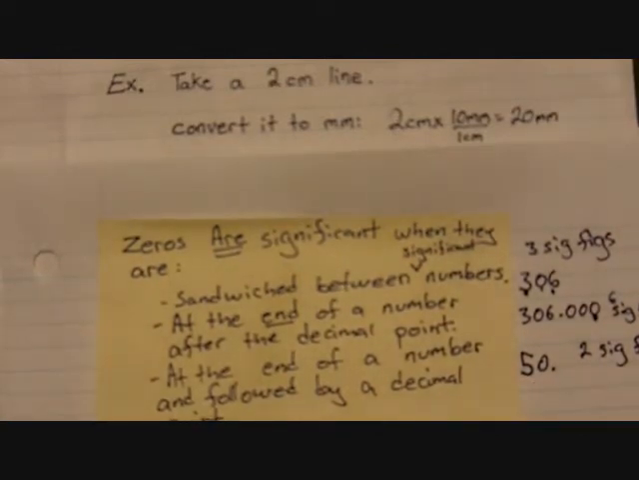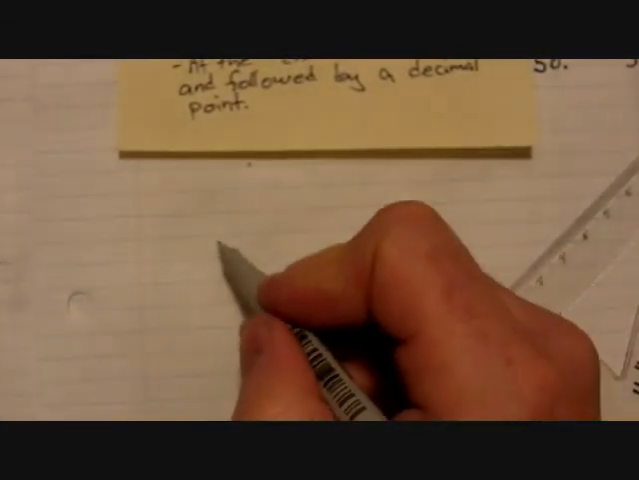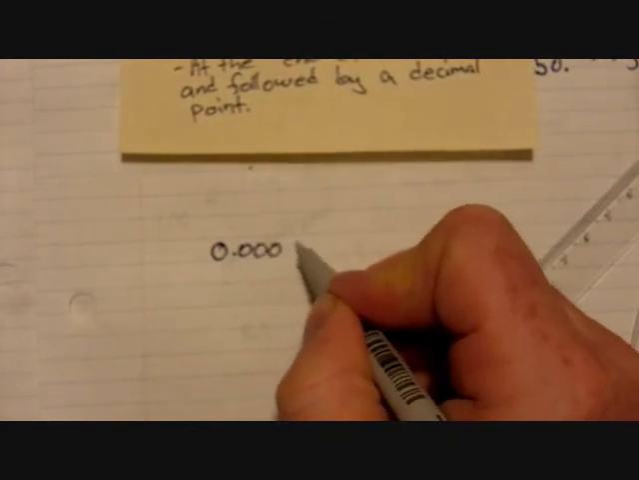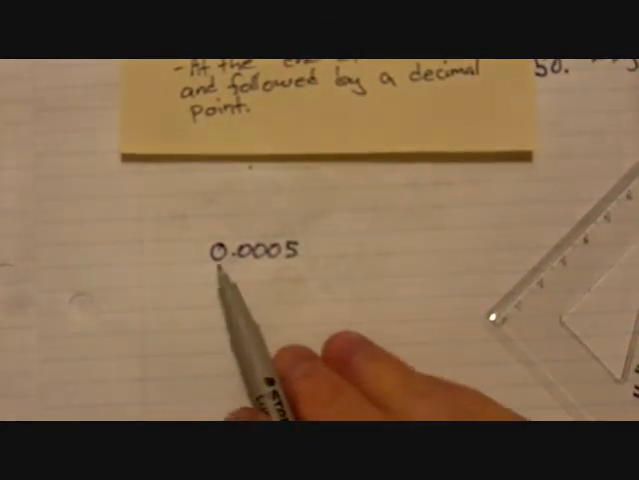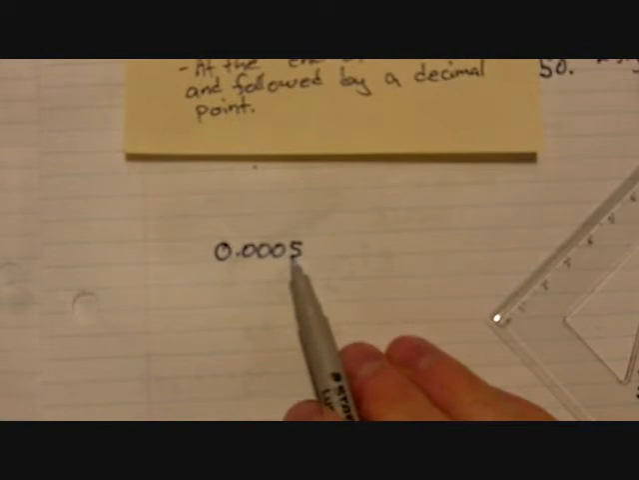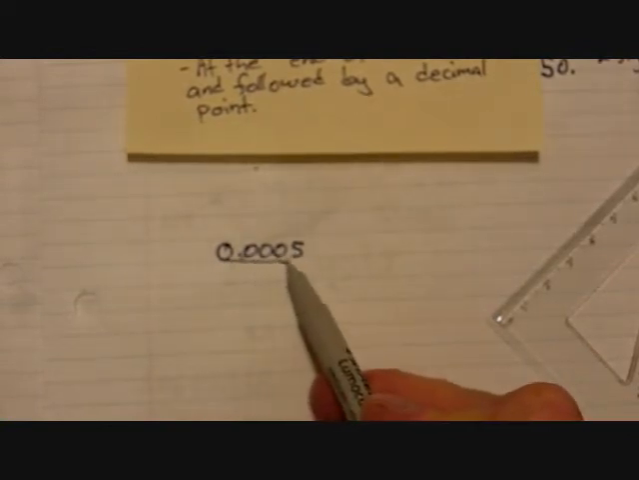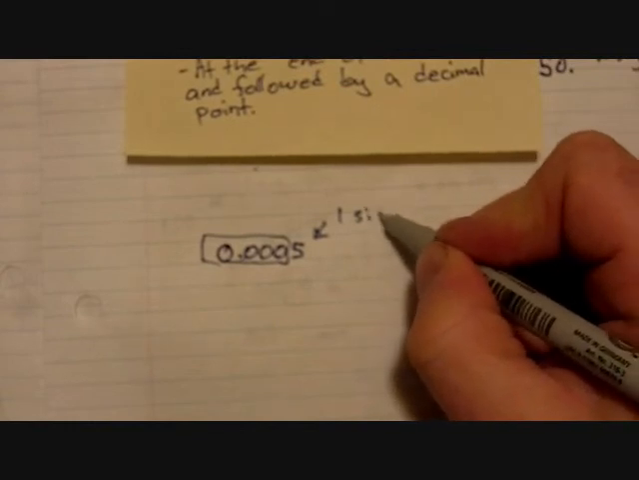I'll show you some places where they're not significant. For example, if they're at the beginning of a number, so 0.0005, these guys here are just placeholders. So 1, 2, 3, 4, these 4 zeros are not significant. This has 1 sig fig.